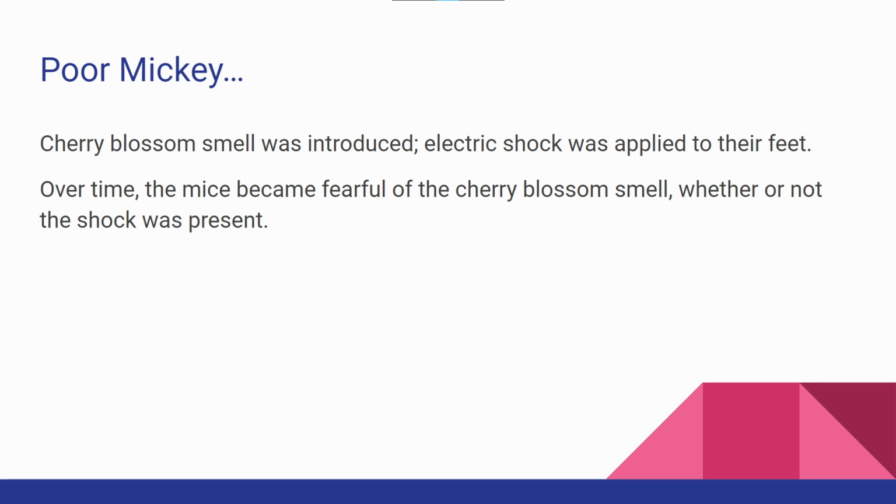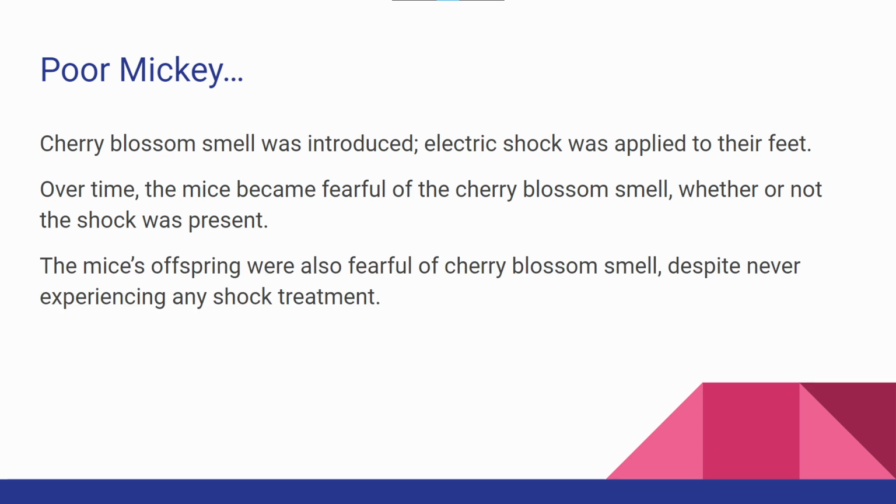Okay? The mice's offspring were then studied, and they were found to also be fearful of the cherry blossom smell, even without any shock treatment. So this changed behavior from the parent mice to the offspring mice seems to be passed on from that generational gap, even though there was no genetic change in the offspring mice. The same genetics were there. There was no necessary mutation or anything that happened to result in this kind of behavioral change. It's just a difference in behavior outside of genetics.